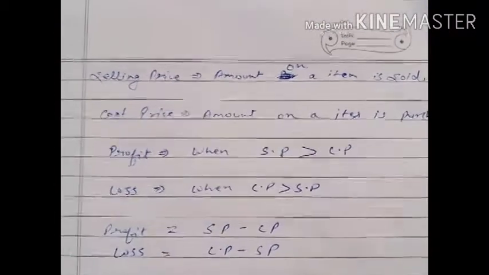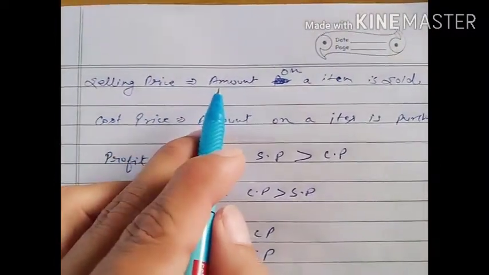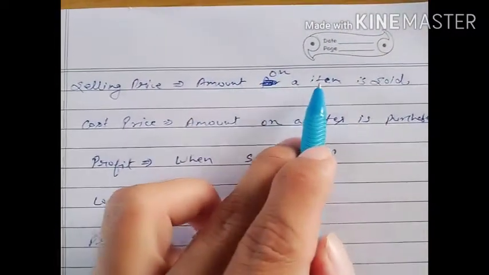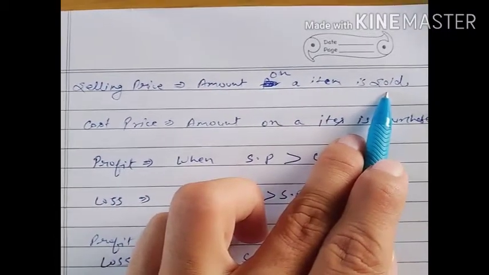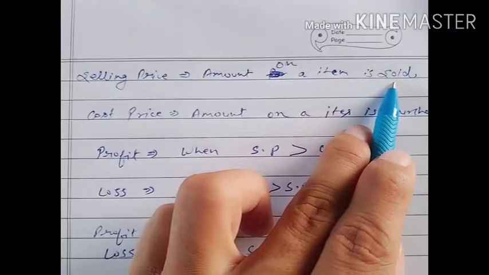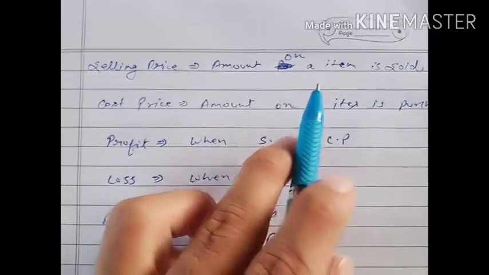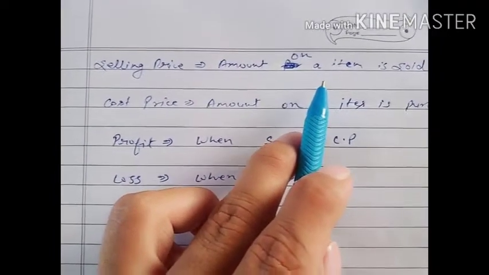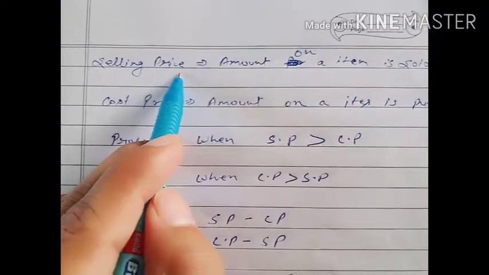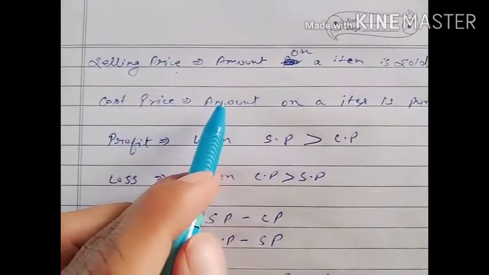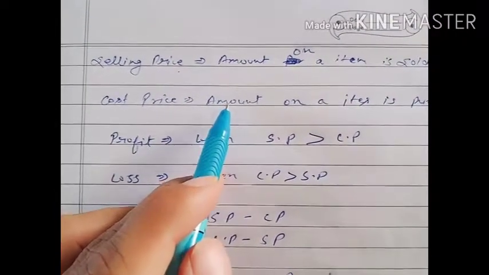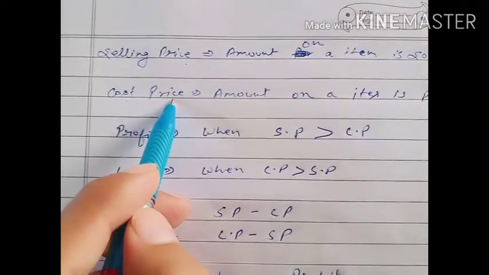So now what is selling price? Selling price is the price or amount at which an item is sold. When a shopkeeper is selling a particular item, the amount for that item is called the selling price. And when we are buying something, the amount which we give to the shopkeeper is called the cost price.